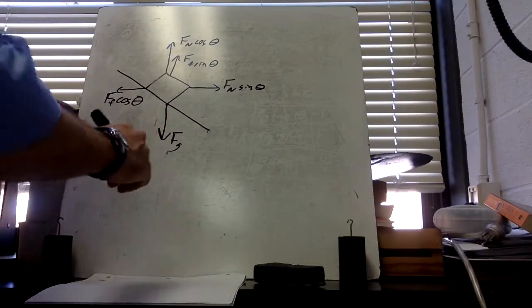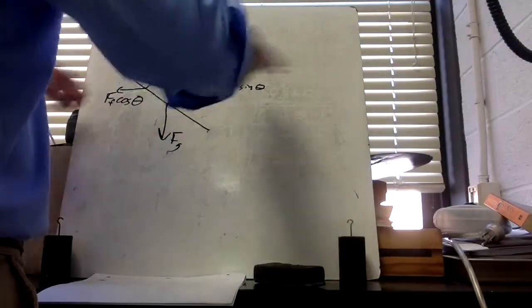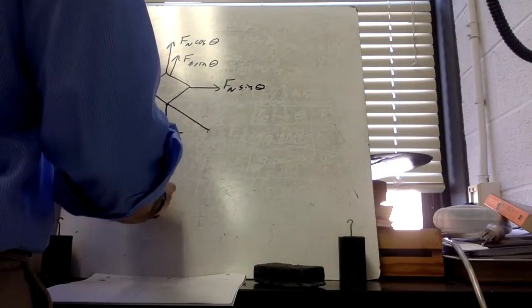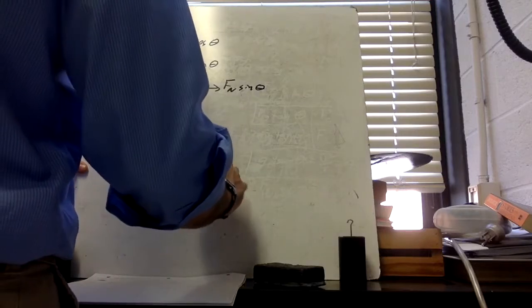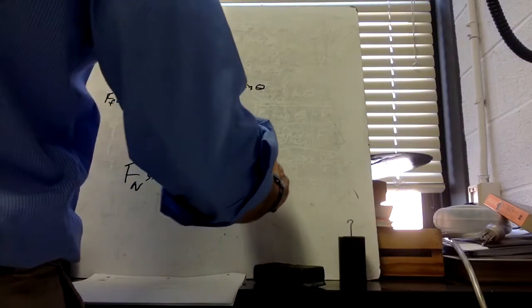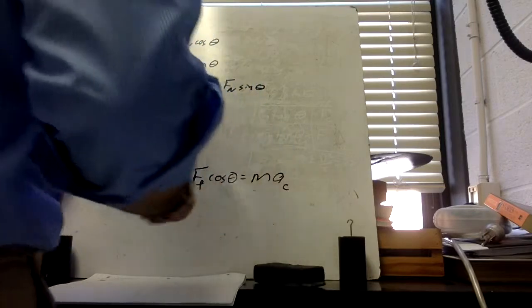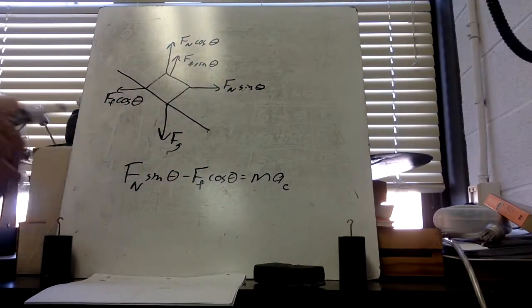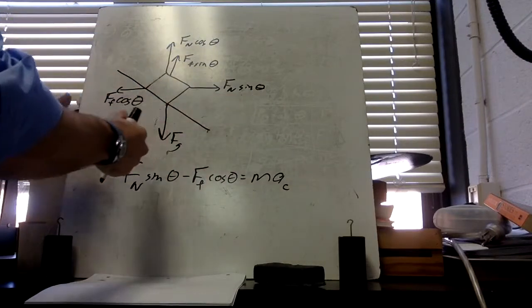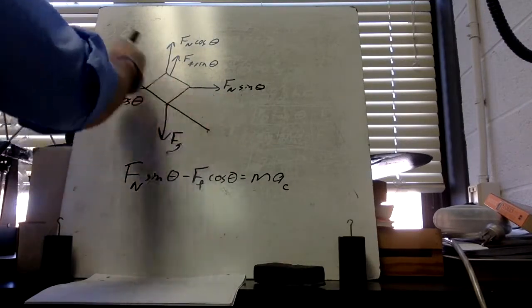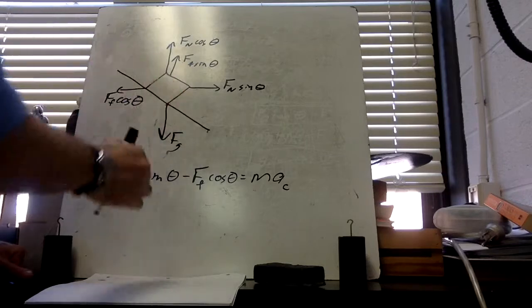All right, and so now, what are all the horizontal forces? Well, Fn sine theta minus Ff cosine theta equals m AC. The idea here, again, if it's going too slow, it'll slide down. And this is showing it where it's on the verge of sliding. That means friction has to be pushing up on it that way.